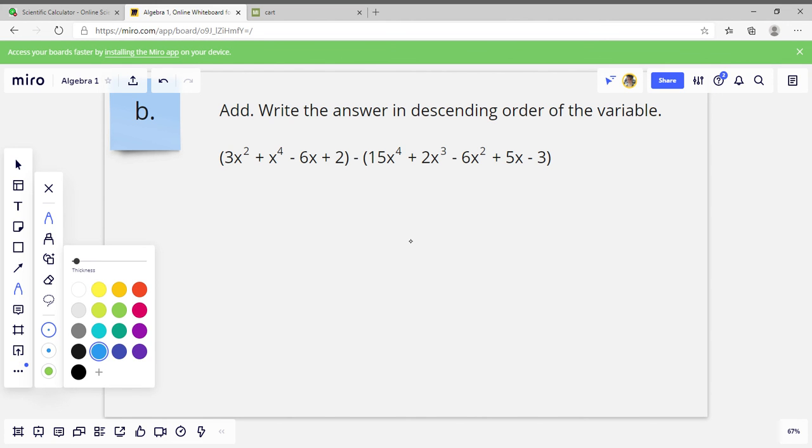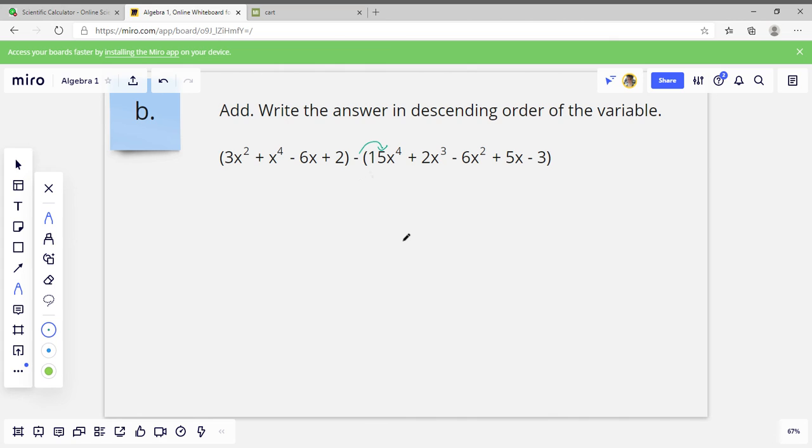Alright, so this one, we've got to change all of these signs. So I'm just going to go ahead and write them down. Negative 15x to the 4th. And then we're going to change that to a negative 2x to the 3rd. And I'm going to change that one to a positive 6x squared. And I'm going to change that one to a negative 5x. And then I'm going to change that one to a positive 3.